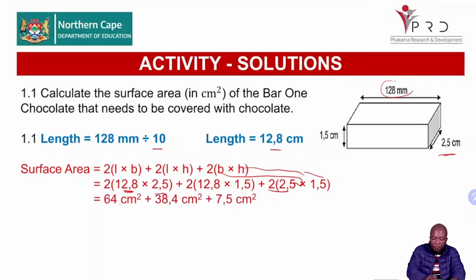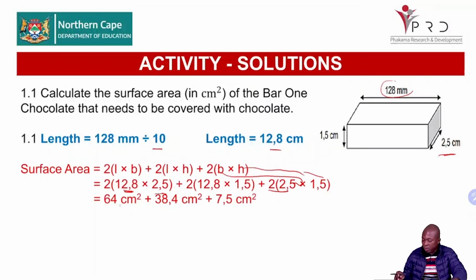Let us all check and see that we get the same answer. 2 into bracket 12.8 times 2.5, close bracket. You are going to get 64. Plus 2 into bracket 12.8 times 1.5, close bracket. We're going to get 38.4. Good. Then the last one, which is 2 into bracket 2.5 times 1.5, close bracket, equals, what's your answer? 7.5.